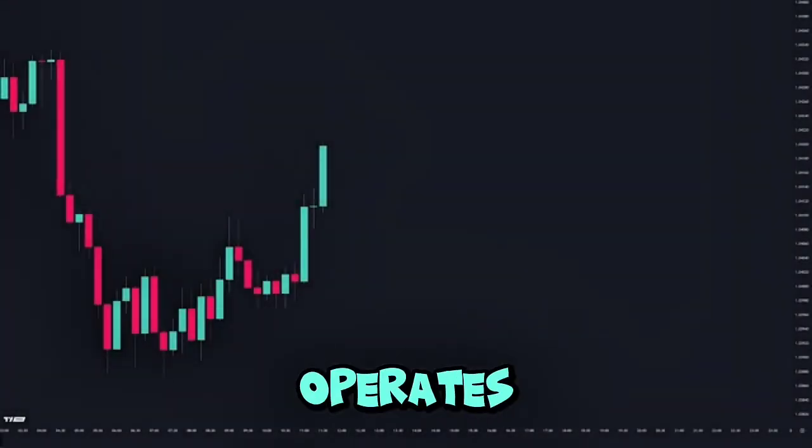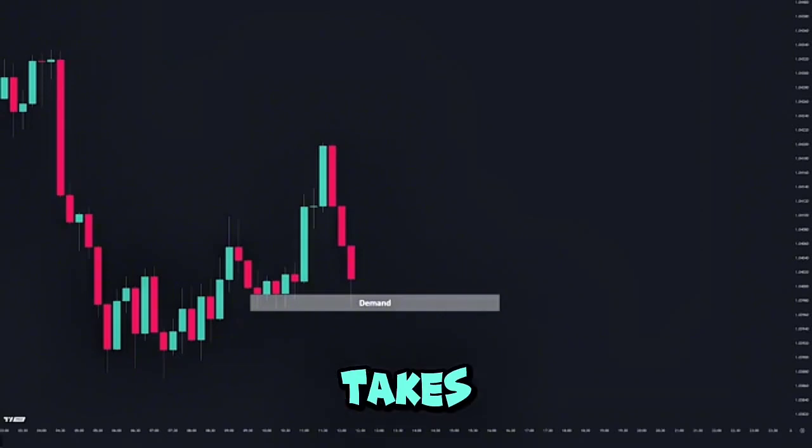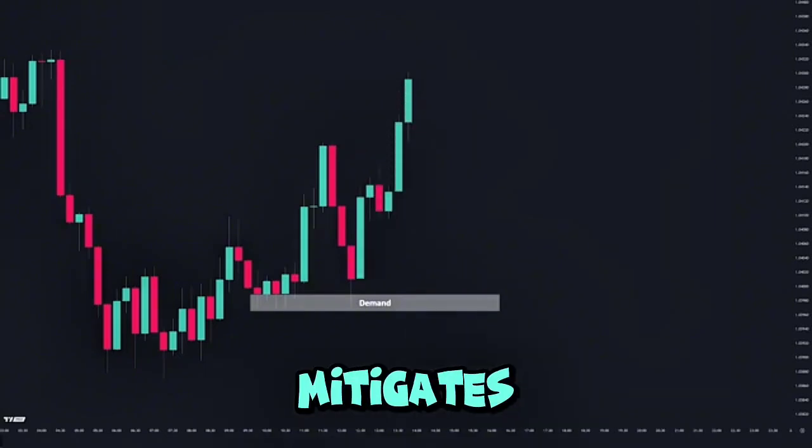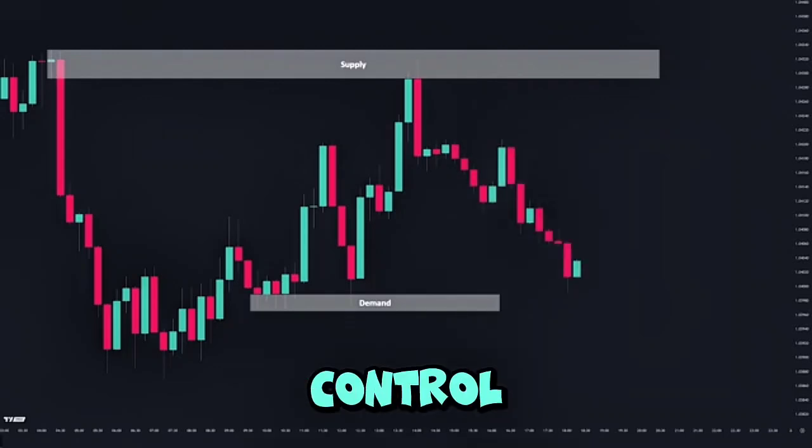The system operates on mitigations. When price mitigates a demand level, demand takes control over supply. Conversely, when price mitigates a supply zone, supply takes control over demand. I know it sounds so basic, but it all will make sense in a minute.